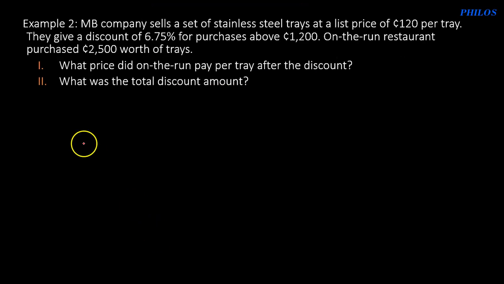Now let's take another example. Example 2 says MB company sells a set of stainless steel trays at a list price of 120 cedis per tray.